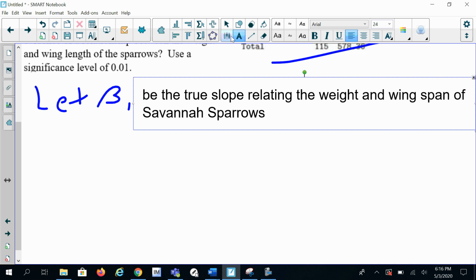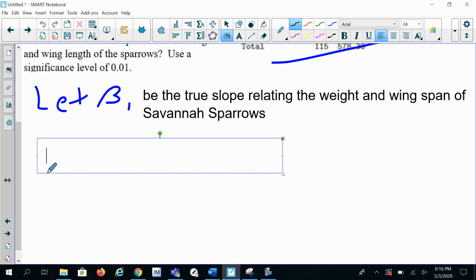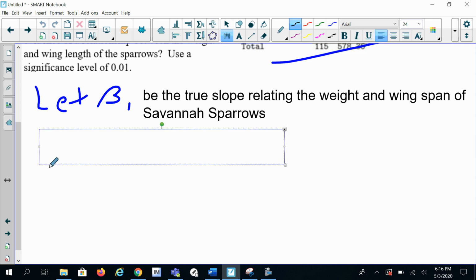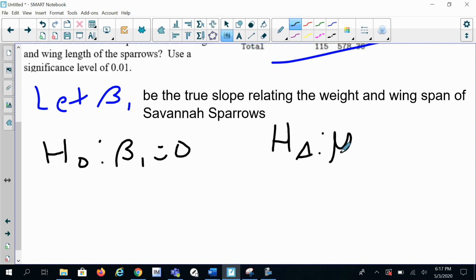Doesn't matter. You do H0, HA. So H0 is going to be beta 1 equals 0. And then HA, whoops, I was doing a mu there. HA is going to be beta 1 is not equal to 0.